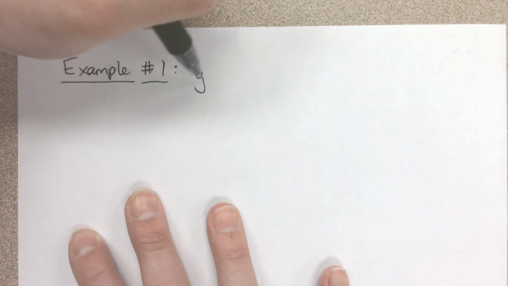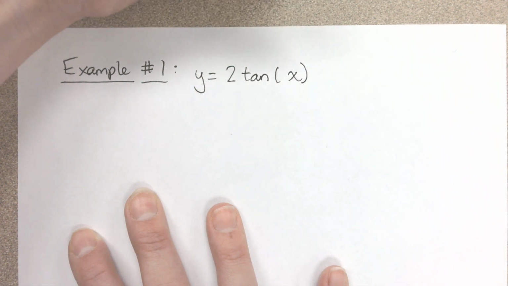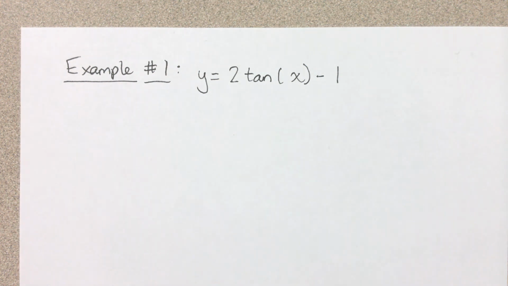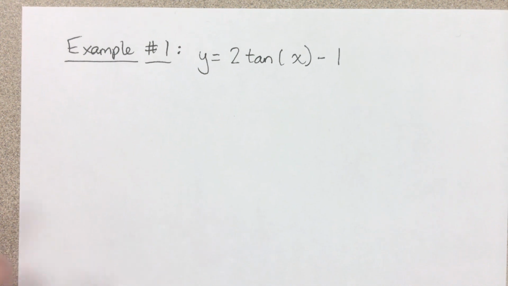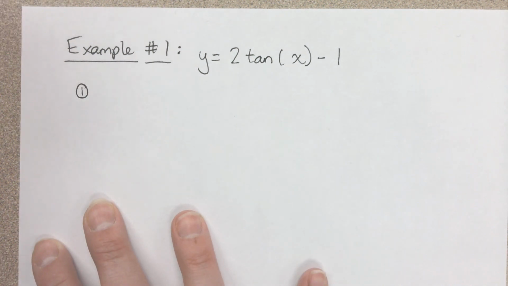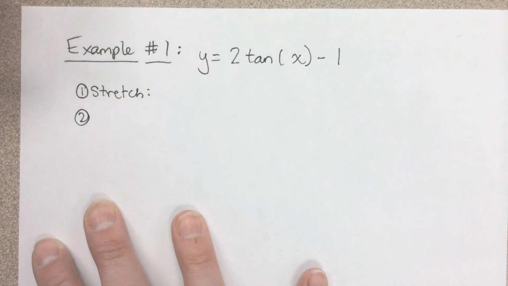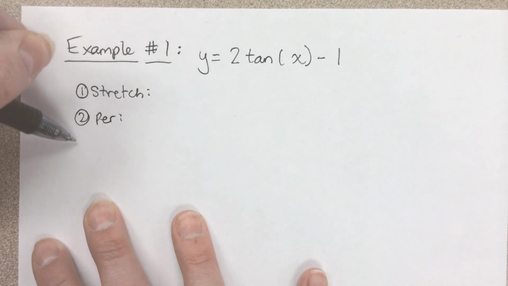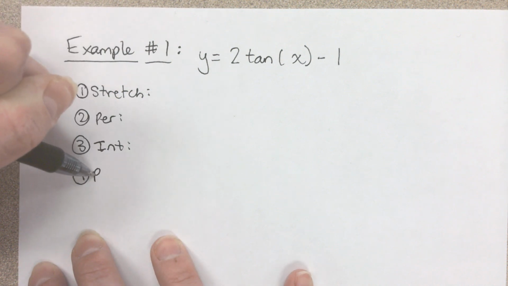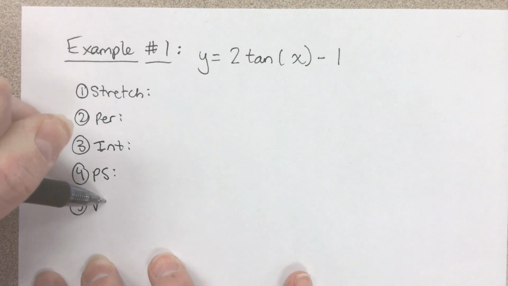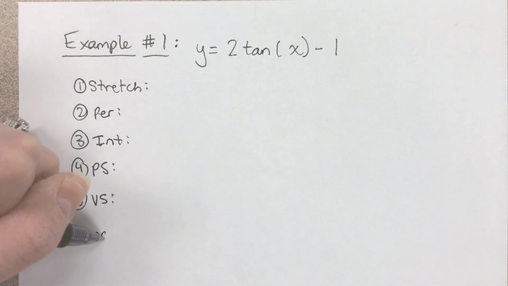First example, y equals 2 tangent of x minus 1. We'll make our list. Reminder, number 1 is no longer amplitude, it is stretch. And then, per usual, we have the period, the interval, the phase shift, the vertical shift, and the domain and range. Domain, leave yourself a little bit of space just like we did yesterday.